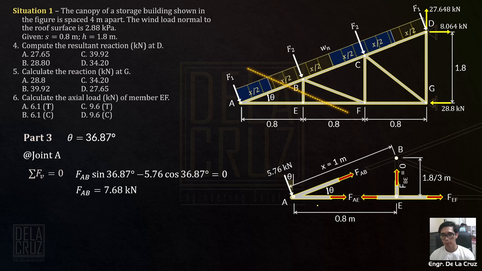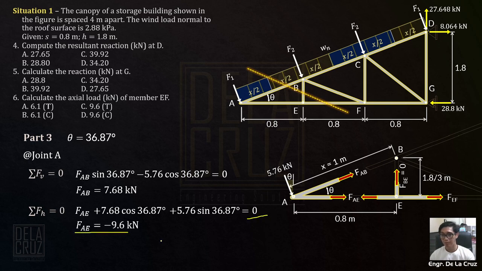Kuha muna natin si FAB. After we have the FAB, para ma-involve yung FAE, summation of forces horizontal ako. So assume FAE is to the right, FAE, then the horizontal component of AB, that will be FAB cosine of theta. And the horizontal component of 5.76, that is 5.76 sine of theta, equals 0. So, yung FAE is negative 9.6. The same kanina. No? Again, if kuha na natin si FAE, then focus on joint E, FEF is equal to FAE, negative value pa rin siya, so compression. So, kayo na bahala, saan yung mas mabilis para sa inyo.